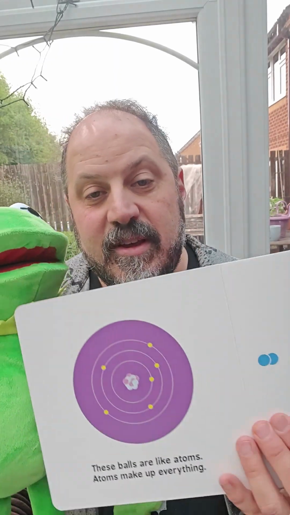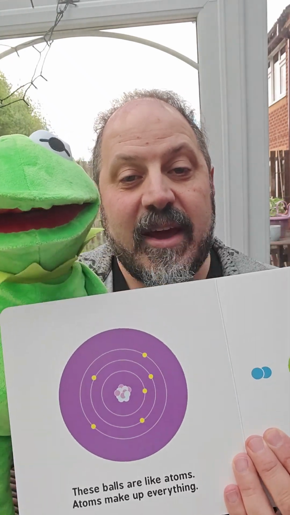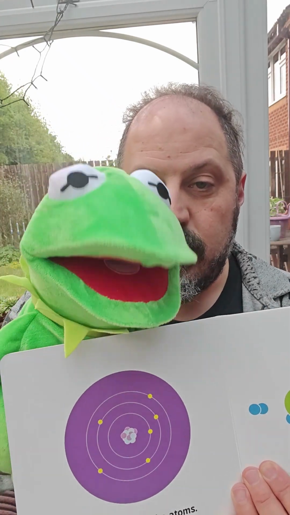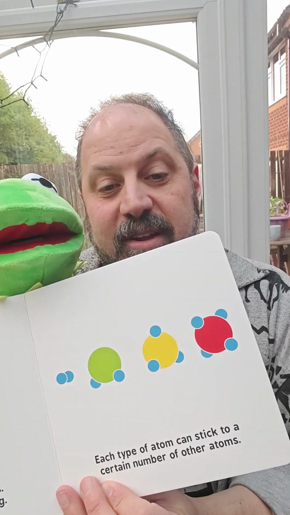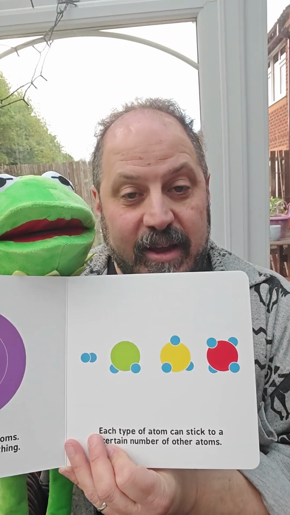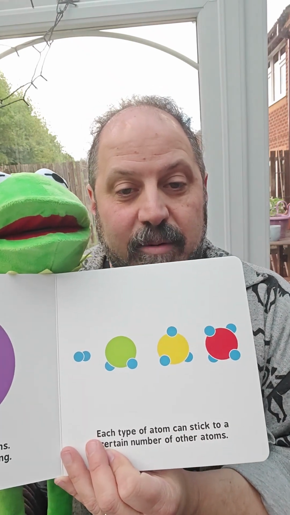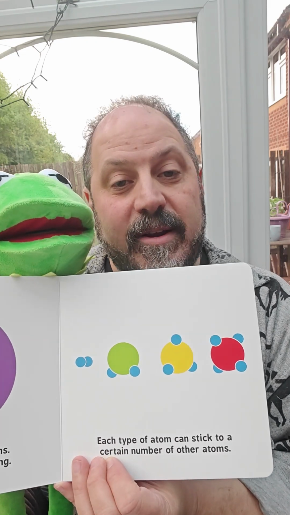So, guess what? These balls are like atoms. They represent atoms in this case. And atoms make up everything. Which is why we don't trust them. That's a joke. Each different type of atom, which is represented by the balls, red, green, yellow, and the little blue ones, can stick to a certain number of other atoms.